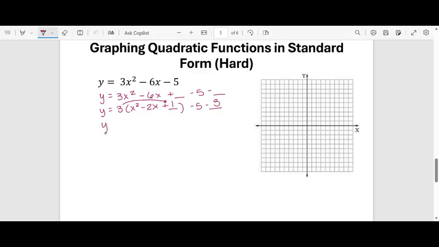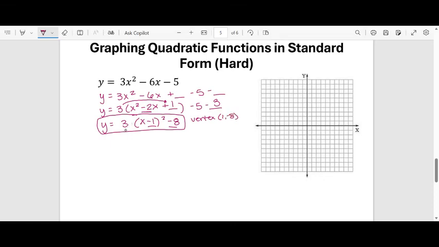Next, I can say y equals 3 times x minus 1 squared. And that minus 1 is half of my negative 2. Then I have negative 5 minus 3, so it's going to be minus 8. My vertex here will be positive 1, negative 8.